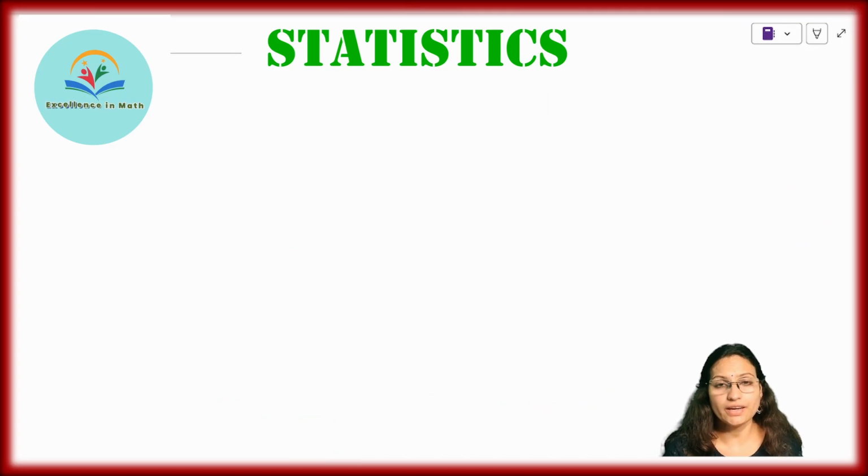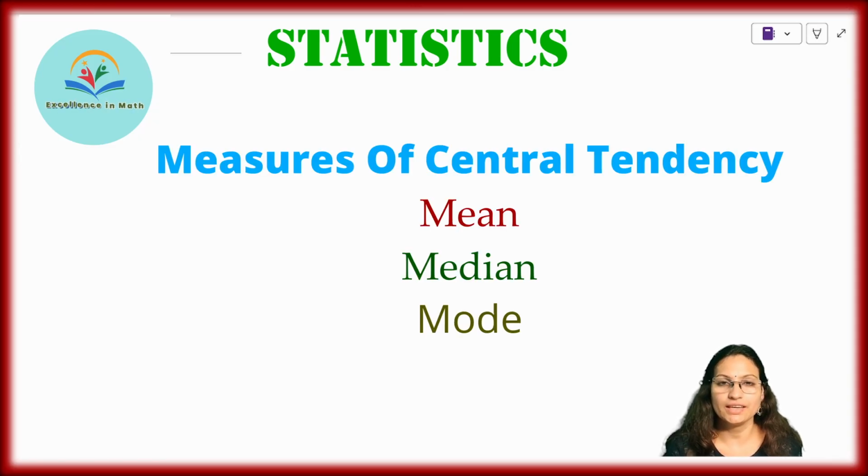Hope you got a clear understanding about statistics, the measures of central tendency, and how to find the mean with respect to the direct mean method, assumed mean method and step deviation method.